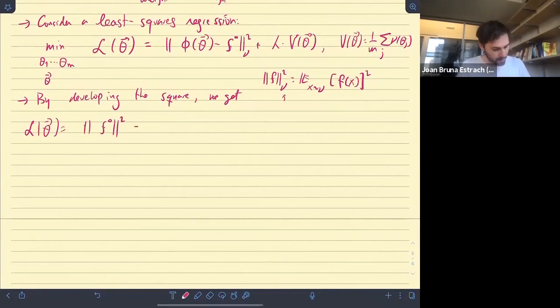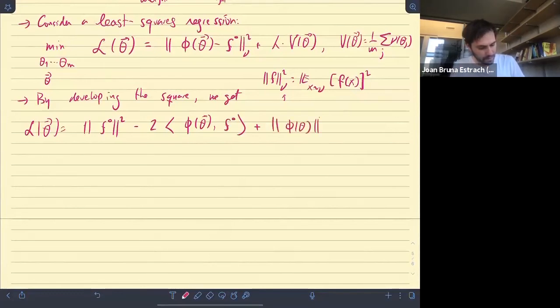Okay, so we get this decomposition, which is the dot product between theta and f star plus the norm of phi theta plus lambda f theta.